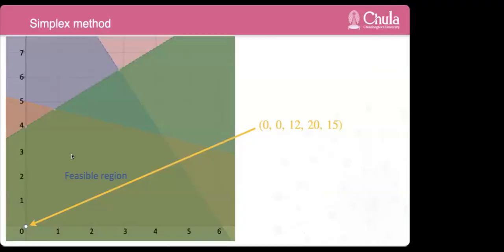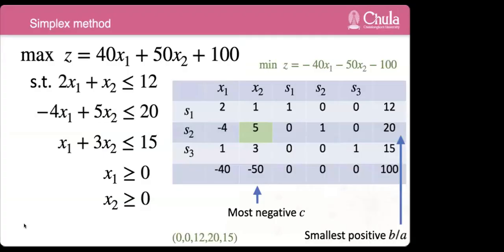And this is what really happened in the graph. We are at this point, 0, 0. And 12, 20, 15 are the slack variables: how far we are away from each constraint.